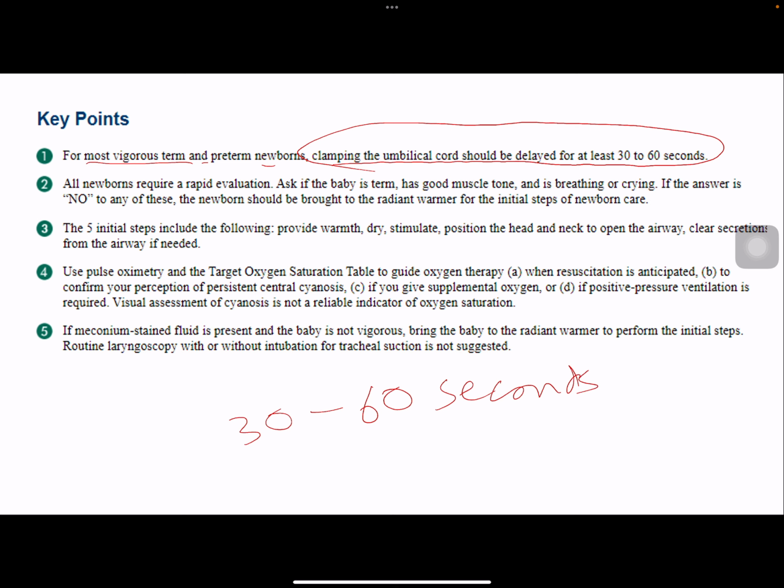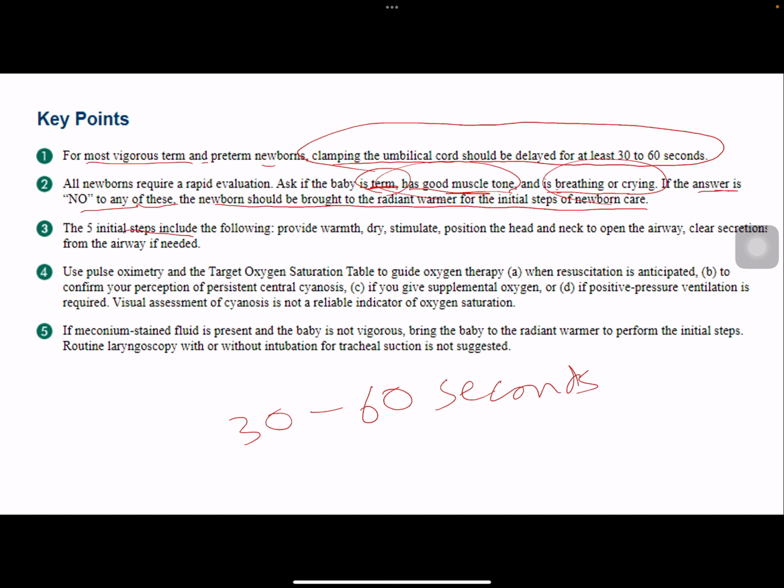All newborns require a rapid evaluation. Ask if the baby is term, has good tone, muscle, and is breathing or crying. If the answer is no to any of these, the newborn should be brought to the radiant warmer for initial steps of newborn care. So you need to ask, is the baby term? What about the tone? Does he have good muscle tone? Is he breathing or crying? If the answer is no for any of these questions, the newborn should be brought to the radiant warmer.